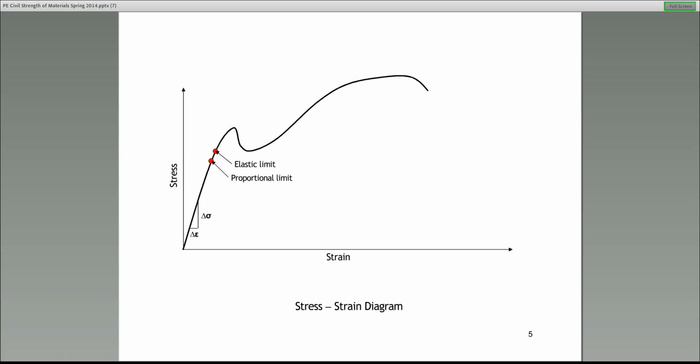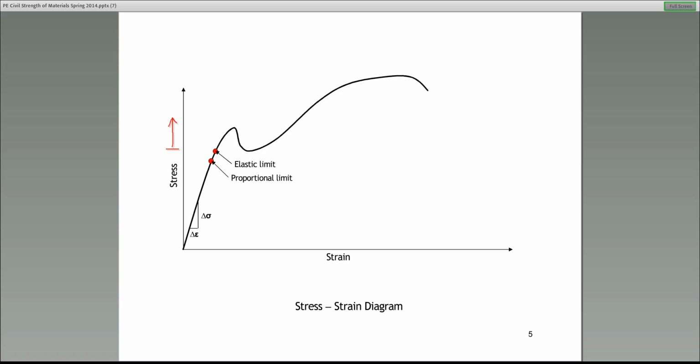And this is the elastic limit. This point is called the elastic limit, and the way we define this is that below the elastic limit, the material behaves elastically, or in an elastic manner. However, as the stress increases, in other words, when the stress is higher than the elastic limit, then the material behaves in an inelastic or plastic manner.